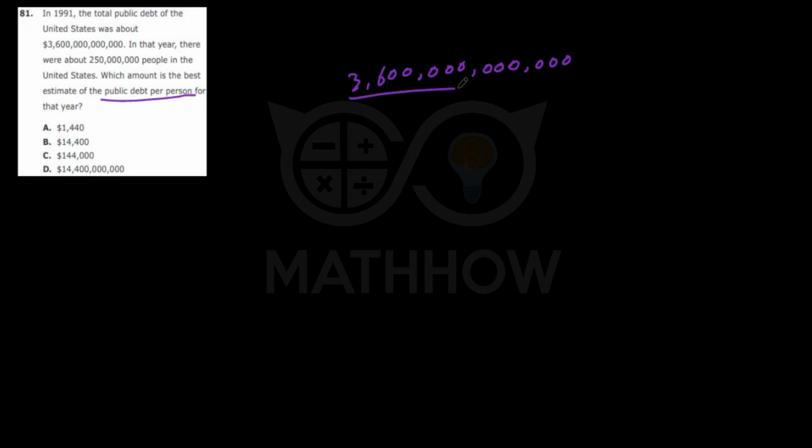this number divided by, per person means divided by the total number of people, which is this number. 1, 2, 3, 4, 5, 6, and 7. So 7 zeros will cancel out. 7 zeros. We have left 4 divided by 25.